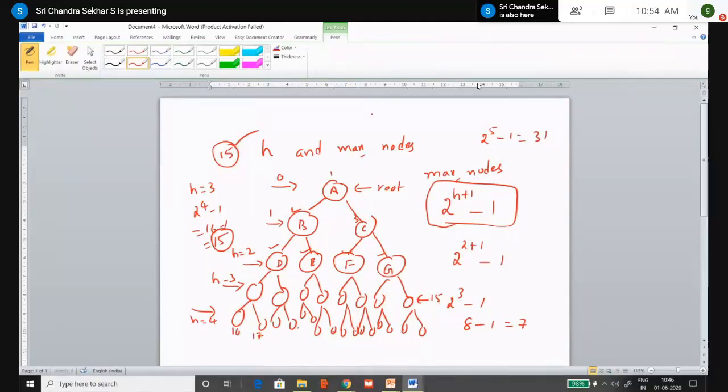So our particular formula, the relationship between h and the maximum nodes, like h and 2 power h plus 1 minus 1, is satisfying for the values of h is equal to 2, h is equal to 3, h is equal to 4 and so on. So according to mathematical induction, you can conclude that this particular formula, that is the relationship between h and maximum nodes, is satisfying for all the values of h. So this is the relationship between height and maximum nodes.